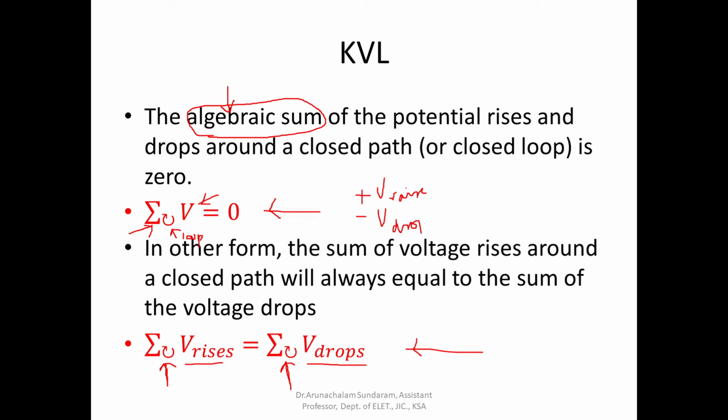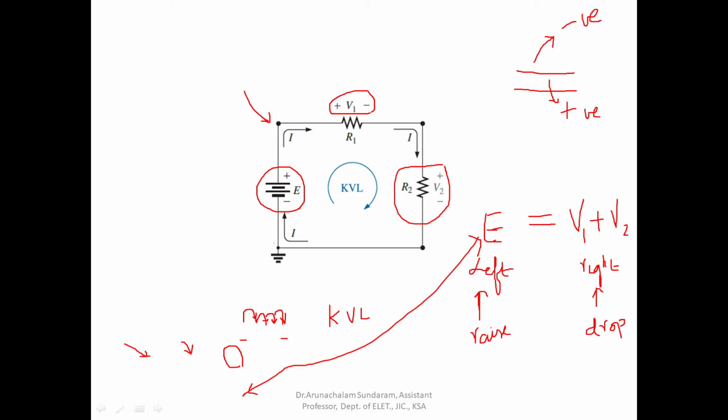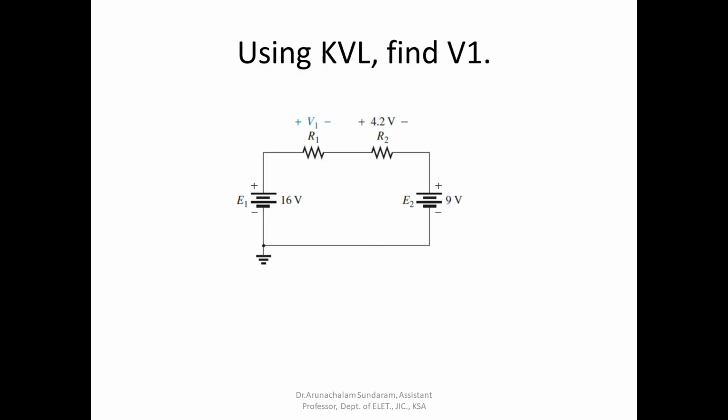But this is one way of writing Kirchhoff's law. Another way: first you write the equal to sign, and on one side you write all the drops. On the other side you write all the rises. In this case you need not bother about the plus and minus. So whichever way is convenient for you, you can follow. Let me go to the next slide and then teach you how to apply KVL. Now in this circuit, they are asking you to find V1 using Kirchhoff's voltage law. So what are the two steps?